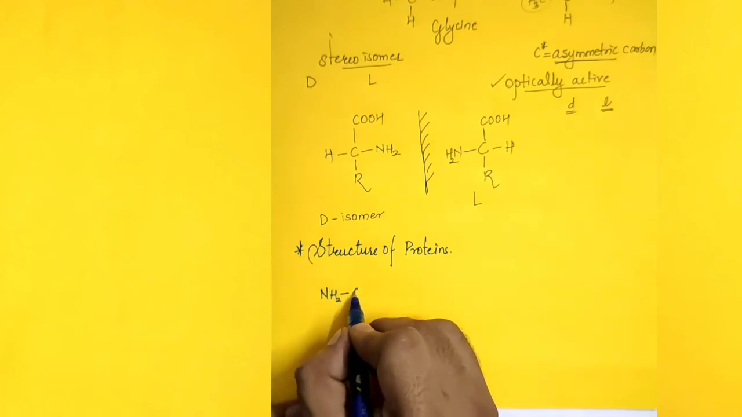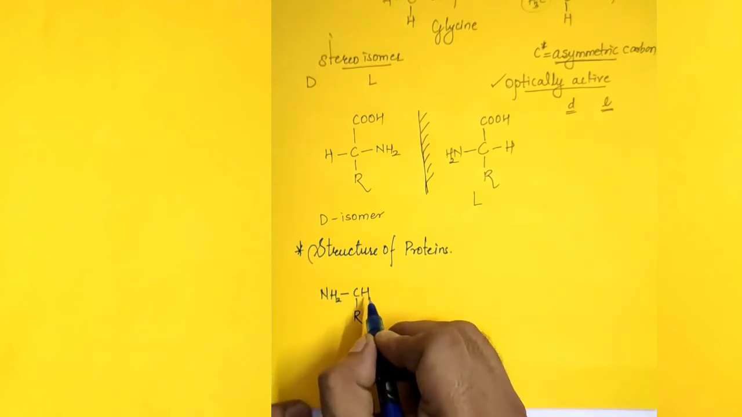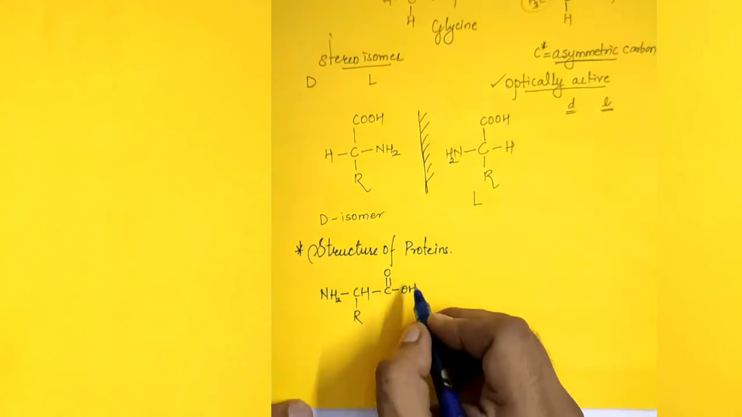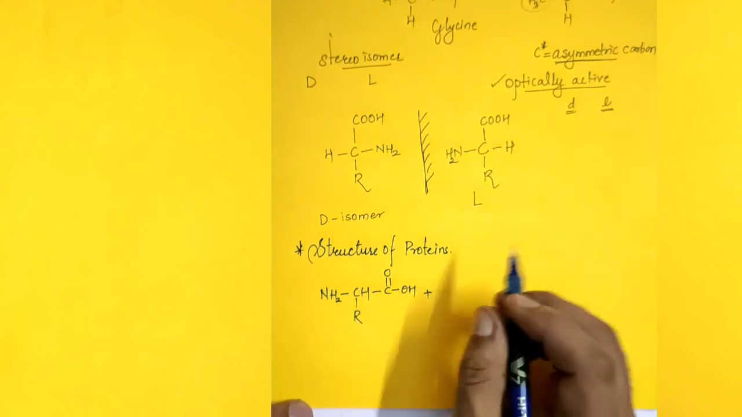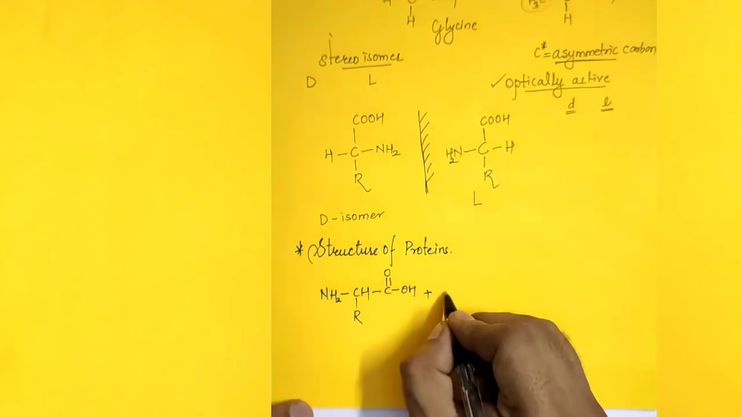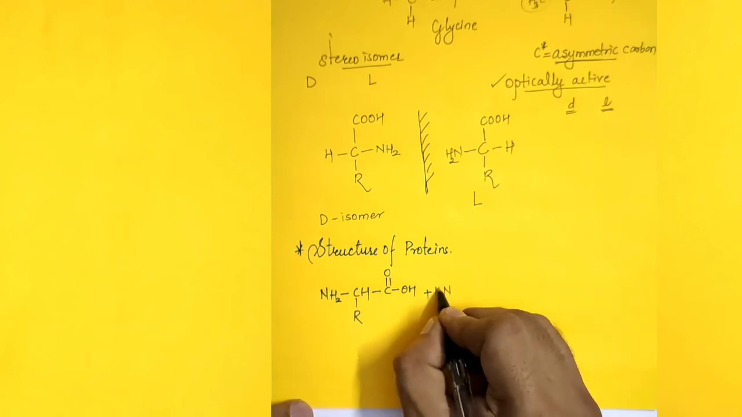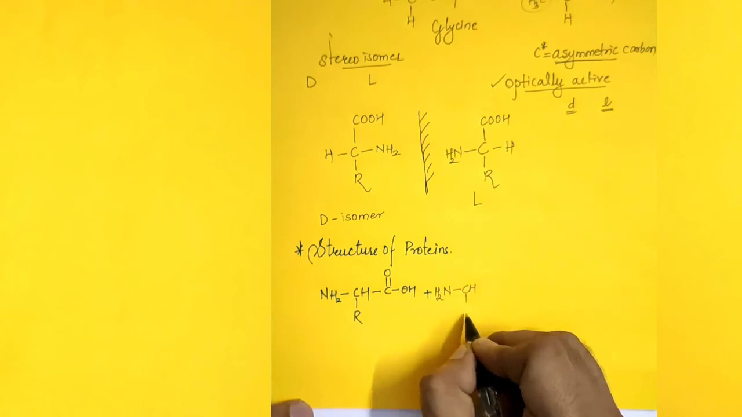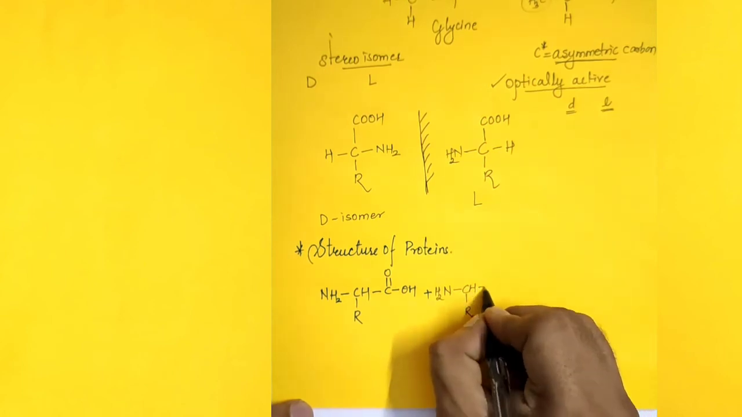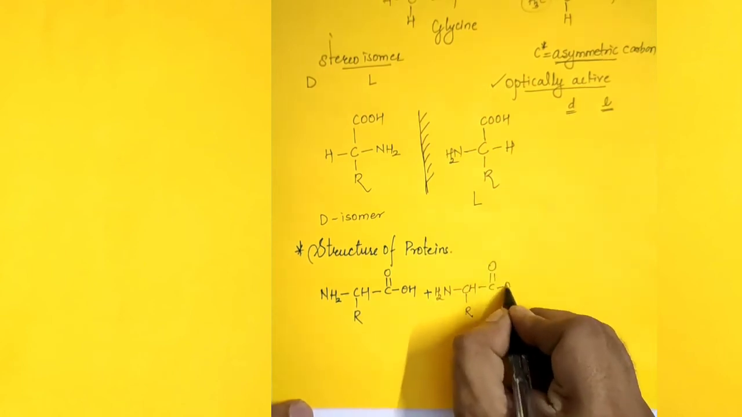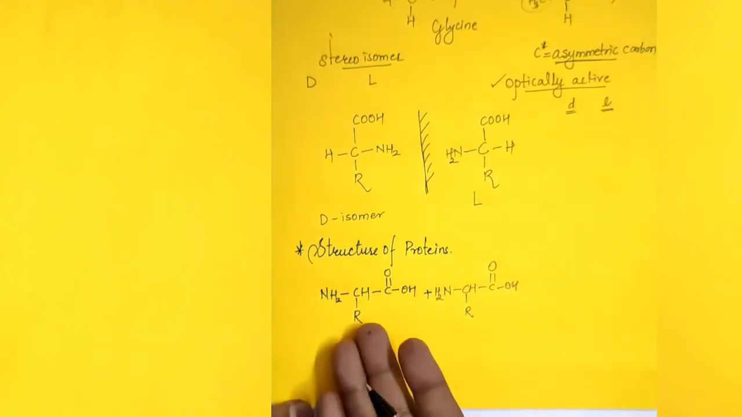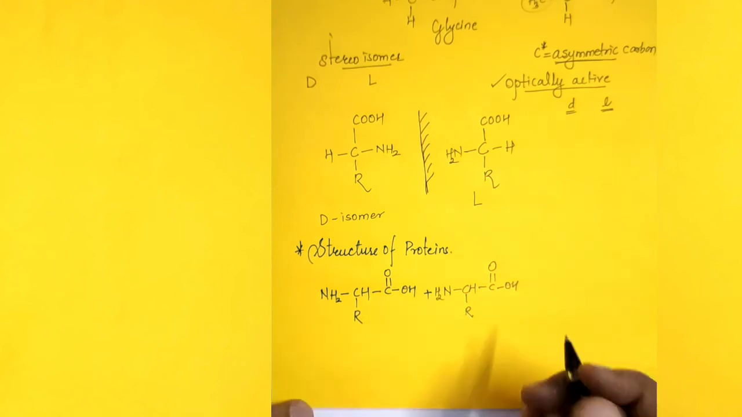We will draw first an alpha amino acid. We know the structure of amino acid. Say for example, we will write first 2 amino acids. The general formula for the amino acid we will write as NH2 CHR C double bond OH. The amino acids can be the same or different. If different, I can write R1 and R2. If the same, I can write R and R.